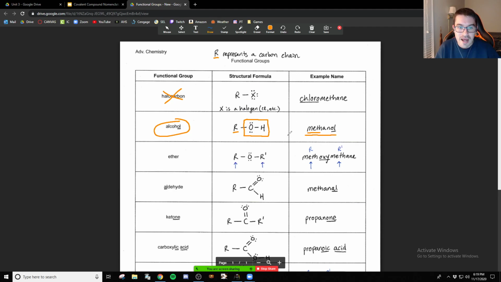Okay, so this chemical, methanol, is going to be an alcohol, where there is 1 carbon with an alcohol functional group tacked onto it.